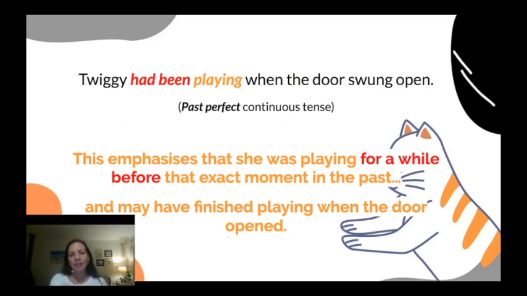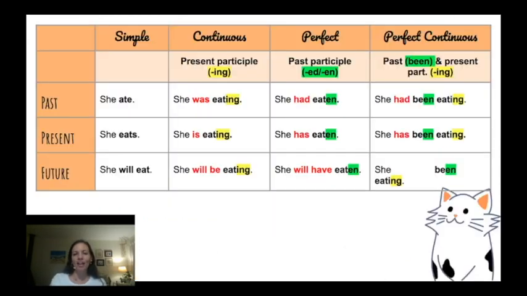Twiggy had been playing when the door swung open rather emphasizes that she had been playing for a while before that exact moment when the door swung open. And perhaps she finished playing when the door swung open. Okay, so it shows that that action was interrupted by the door being swung open. So you can see that this actually helps us to make it more clear what was happening. When was the playing occurred and when did it end?